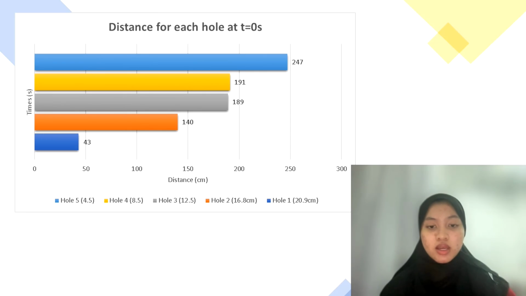This is a more specific graph which you can see for hole 1 with 20.9 cm height takes 43 seconds for the water to stop, while hole 2 with 16.8 cm height takes 2 minutes and 20 seconds. Hole 3 with 12.5 cm height takes 3 minutes 9 seconds. Hole 4 with 8.5 cm height takes 3 minutes 11 seconds. And lastly for hole 5 with 4.5 cm height takes 4 minutes 7 seconds for the water to stop.